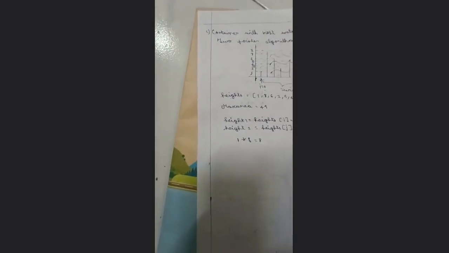Similarly, we want to keep max area, which is initialized to 0, and update it accordingly. So here the current area is greater than the max area, so we should update the max area to 8.